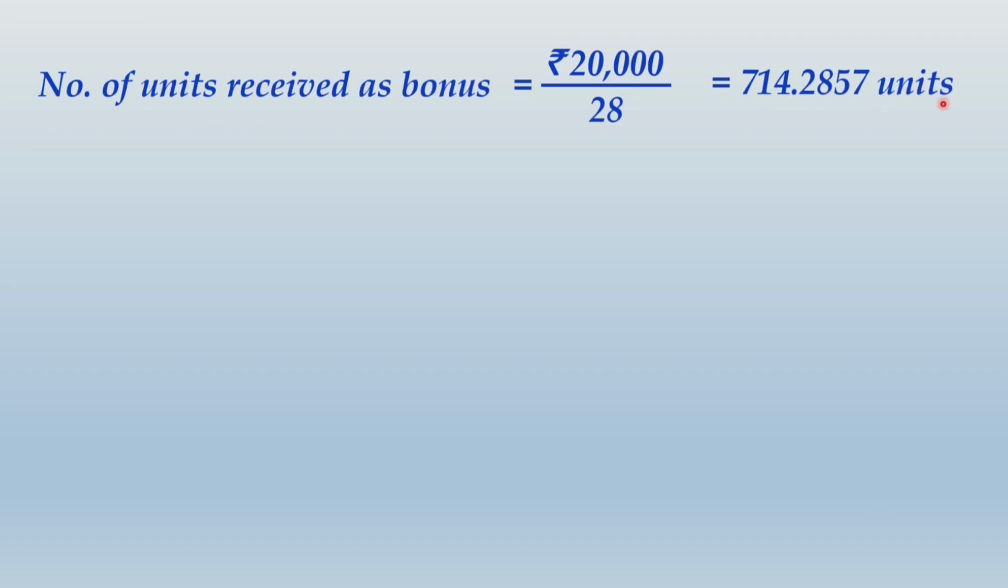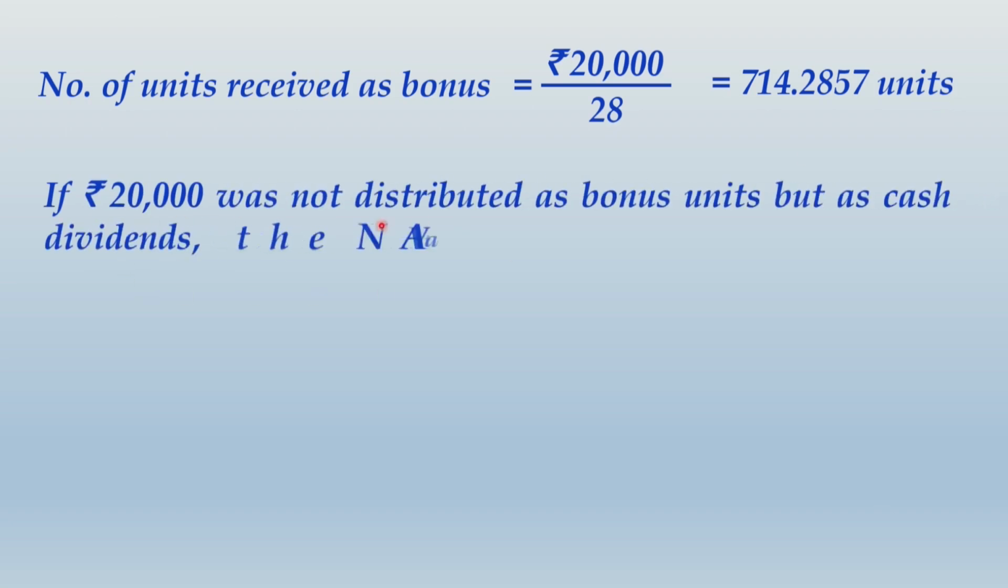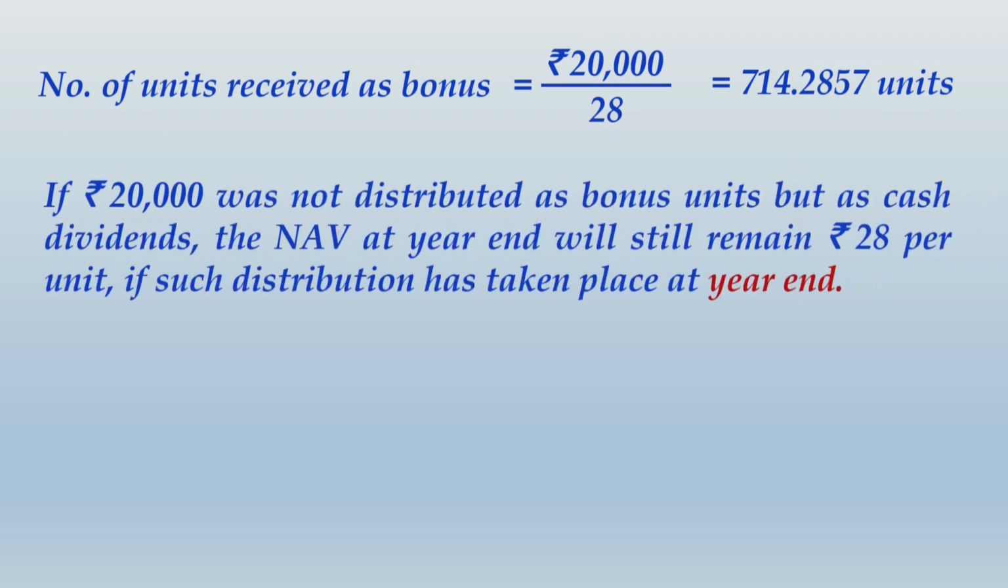714.2857 units as bonus. And now, if that 20,000 was not distributed as bonus but as cash dividend, anyway, 20,000 divided by 10,000 would give you rupees 2 per unit as dividend, and the moment you replace I1 for 2, the NAV1 value will still be 28.